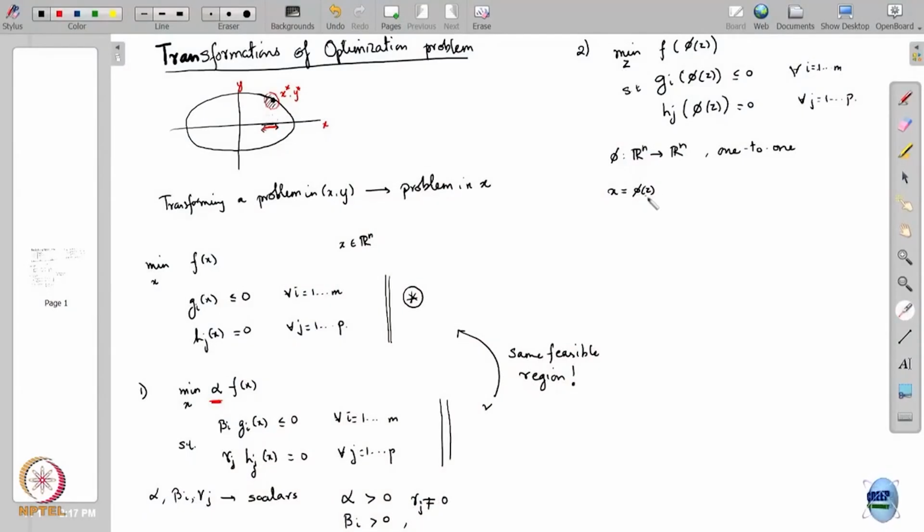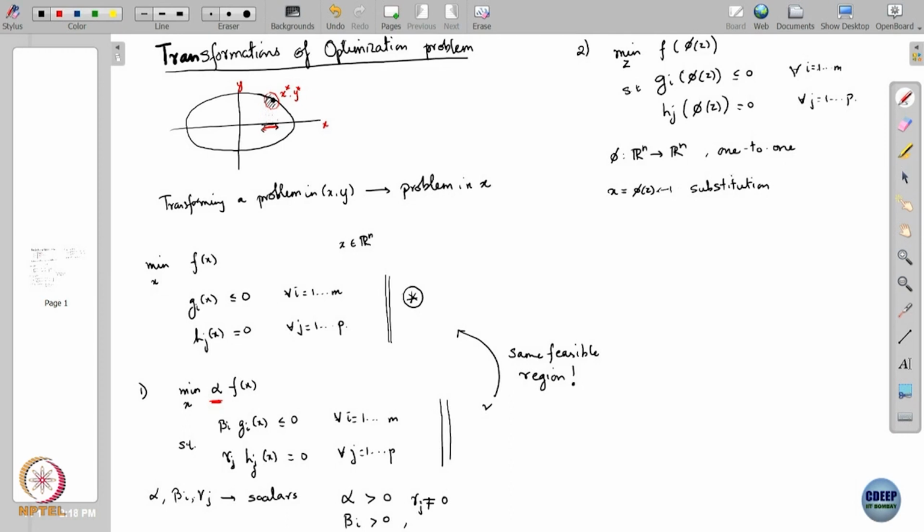It is because the function is 1 to 1, right. Every x has a z associated with it, and every z has an x associated with it. Is this clear? So, because this is 1 to 1, as I range over the values of z here, I am also effectively searching over the values of x, right. So, consequently, I can just do this substitution. After this substitution, I get back to problem star.